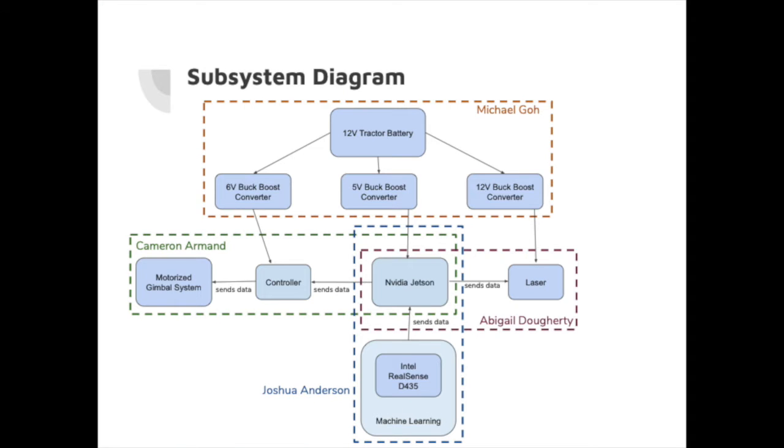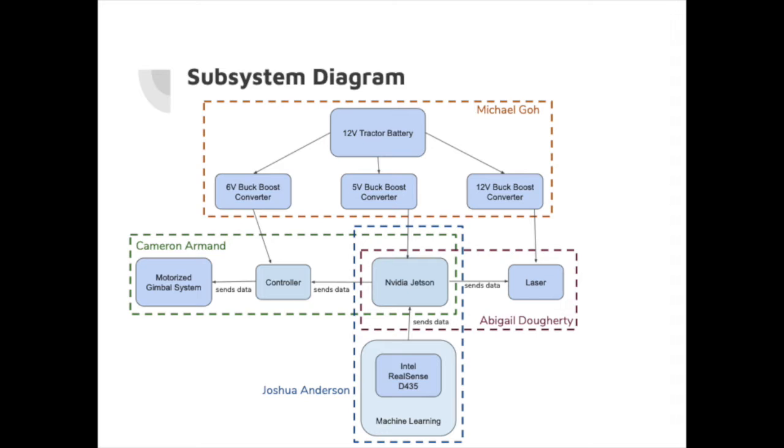Okay, so this is the diagram of the main system. There are 4 main subsystems. I'm in charge of the power subsystem. The power subsystem is responsible for supplying power to the 3 main electrical components: the Micro Maestro 6-channel servo controller, the laser, and the NVIDIA Jetson.